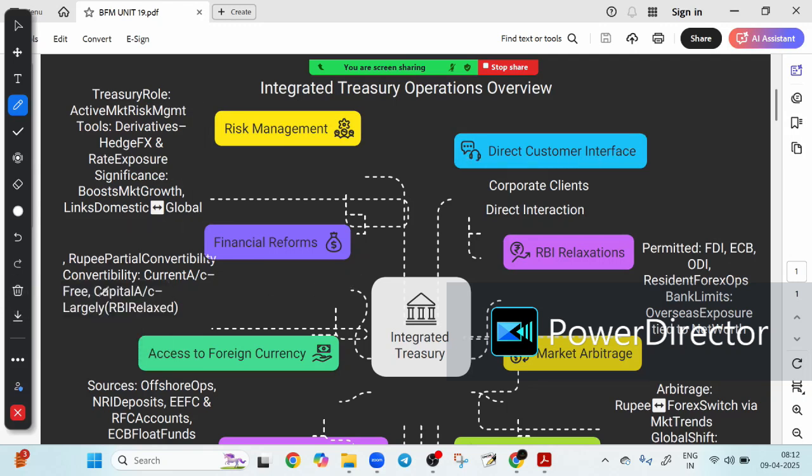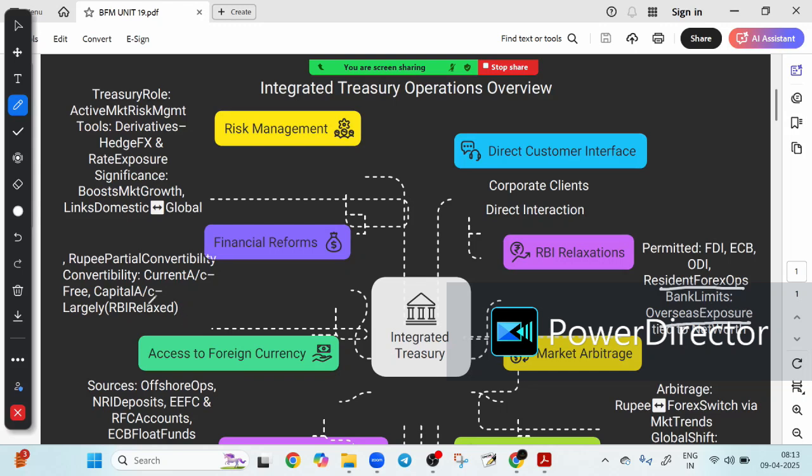This is called one-to-one interaction. It helps tailor solutions, build trust and bring financial strategies closer to real business needs. If you look at the RBI relaxation here, as you can see, the RBI plays a vital enabling role. It permits mechanisms like FDI, foreign direct investment, ECB, external commercial borrowing, and ODI, overseas direct investment. So these are some mechanisms permitted by the RBI. And also we have resident forex operations, right? Plus RBI allows overseas exposure, but with a smart limit tied to a bank's net worth.